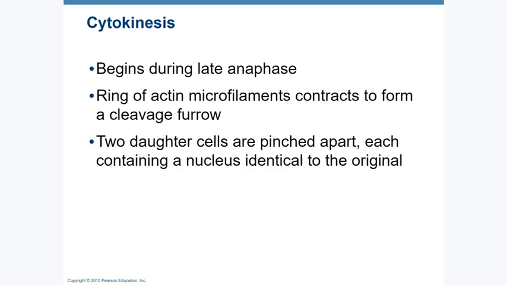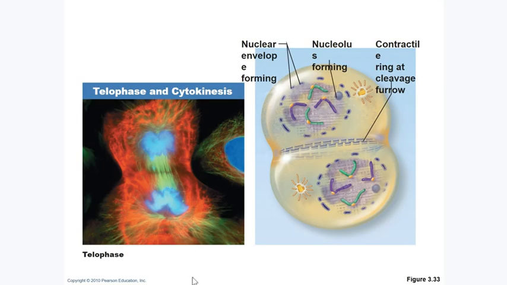Then cytokinesis begins in that late anaphase, right before telophase, and a ring of actin microfilament forms up here. It's kind of like a rubber band around something, and it starts to slowly constrict, pinching the two daughter cells apart. Each daughter cell then contains a nucleus with identical material in it. So in telophase and cytokinesis, we see that ring of the cleavage furrow show up, and it's going to constrict to make those two cells independent of each other.